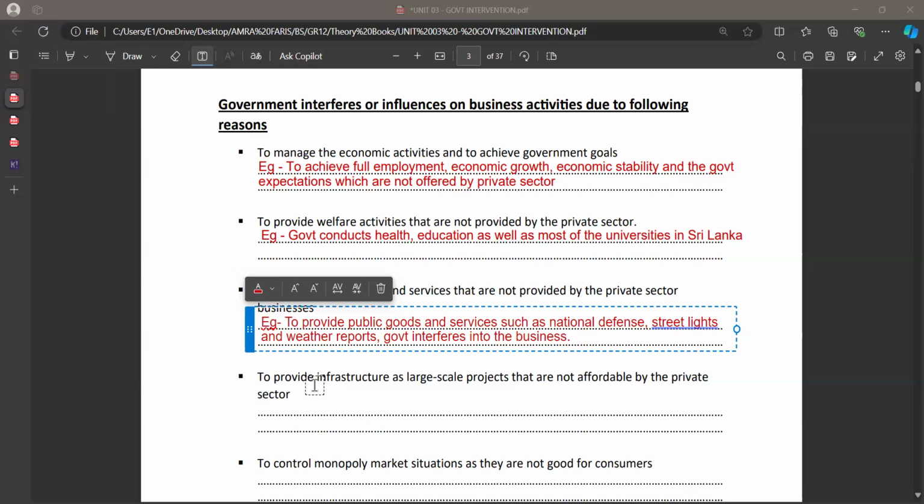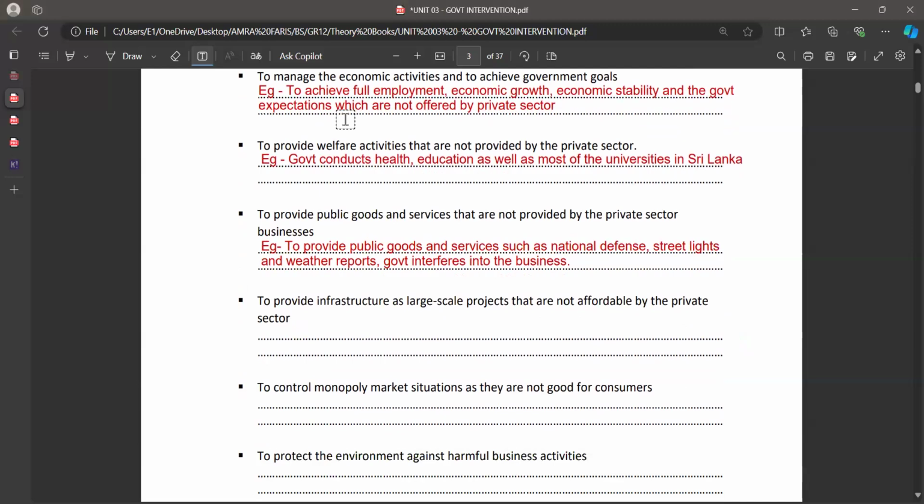All right. Next one, to provide infrastructure as large-scale projects that are not affordable by the private sector. Some large-scale projects are not affordable by the private sector, like building a harbour, highway, airport. So to provide these, government interferes.